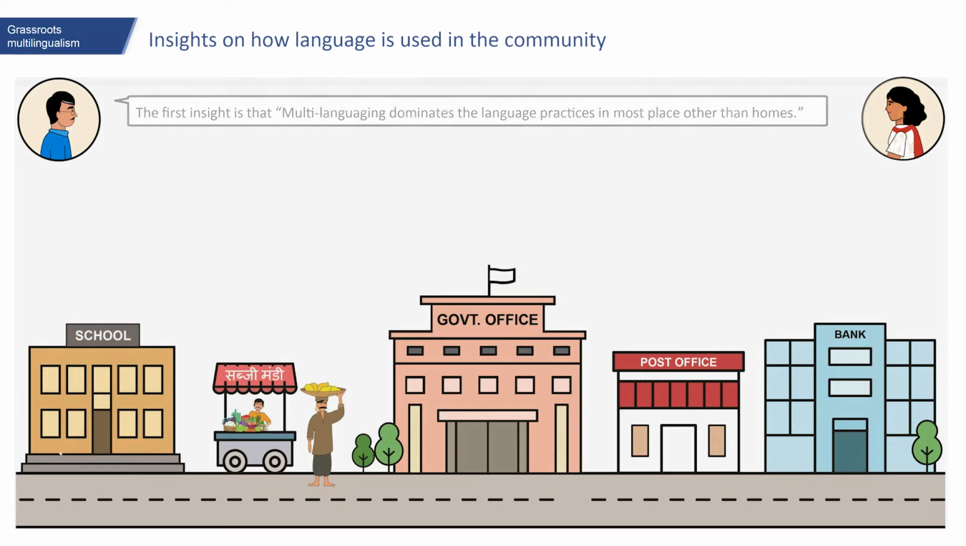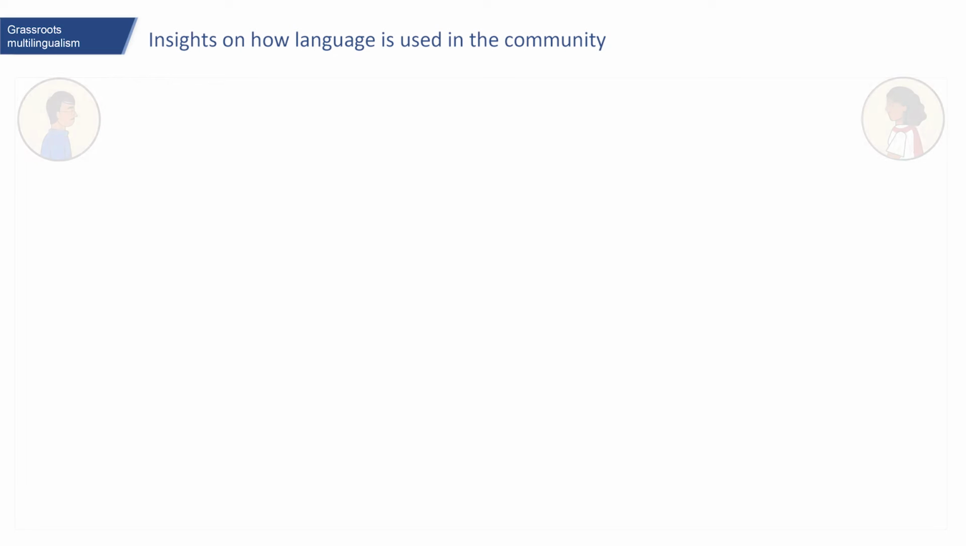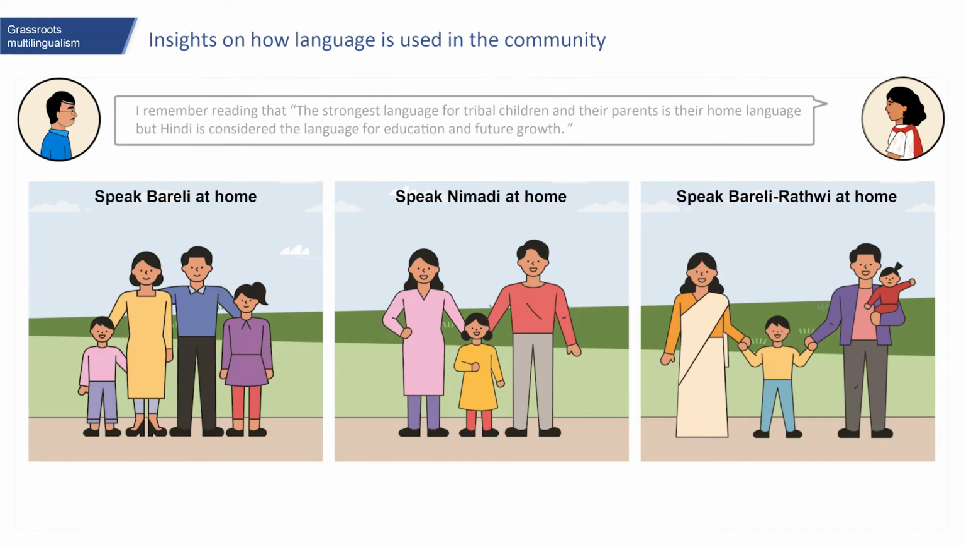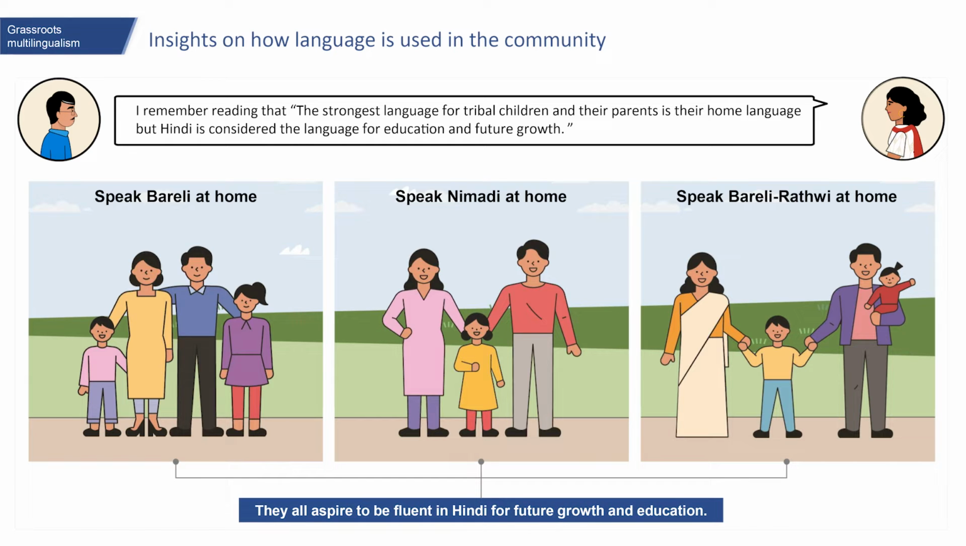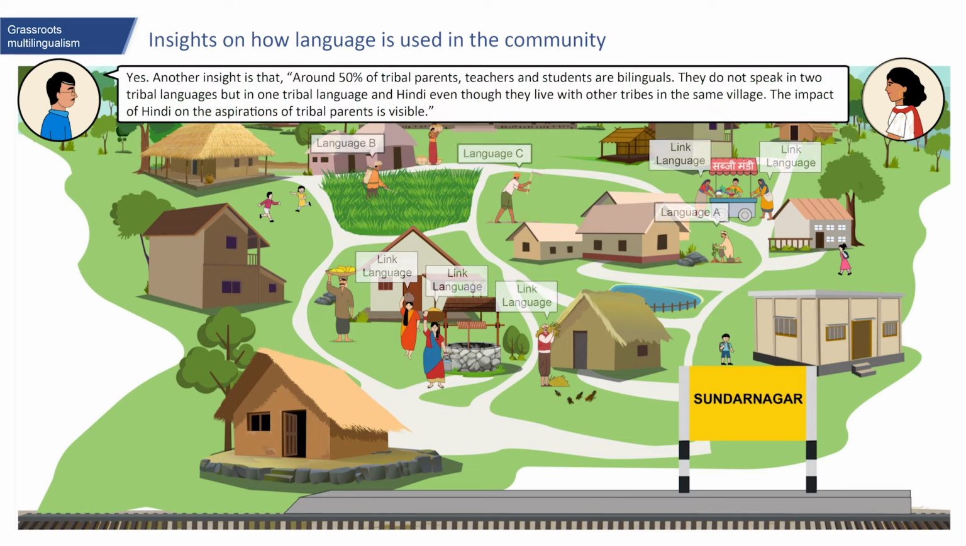The first insight is that multilanguaging dominates the language practice in most places other than homes. I remember reading that the strongest language for tribal children and their parents is their home language, but Hindi is considered the language for education and future growth. Yes, another insight is that around 50% of tribal parents, teachers, and students are bilinguals.